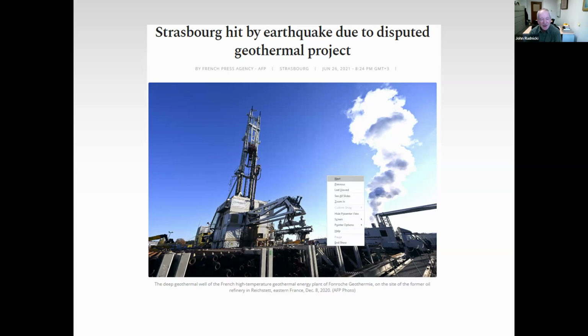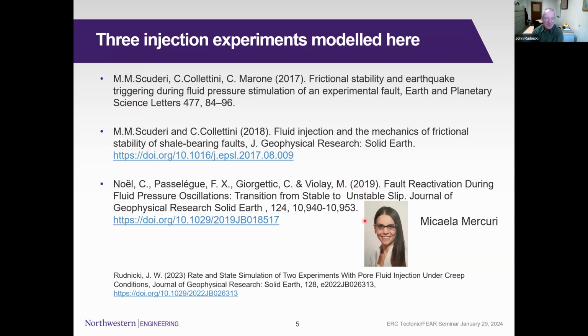And I will talk about 3 experiments, one by Scuderi, Colatini, and Marone. Actually, Chris suggested that I look at this, and Marco provided some helpful information about some of the parameters and a few details of the experiment. He also suggested that I look at the second paper on here, and again provided some useful information. The third paper I decided to look at all by myself, by Noel, Passelgil, Georgetic and Maria Ville. Corentin Noel also provided some helpful information. So I want to thank all those people. The first 2 are described in more detail in this recent paper. The third one is still under construction and is being done mostly by Michaela Mercury.